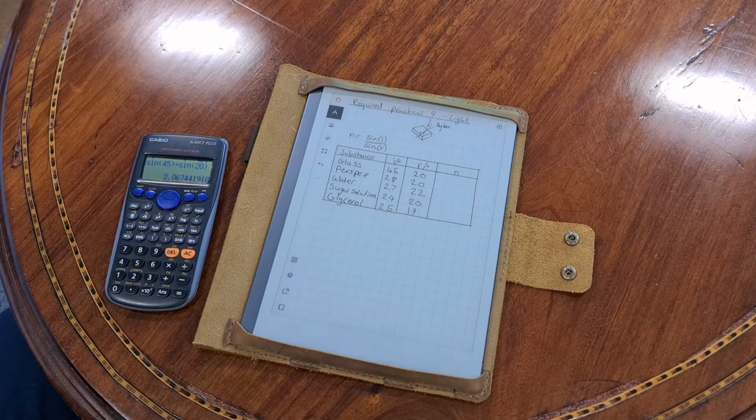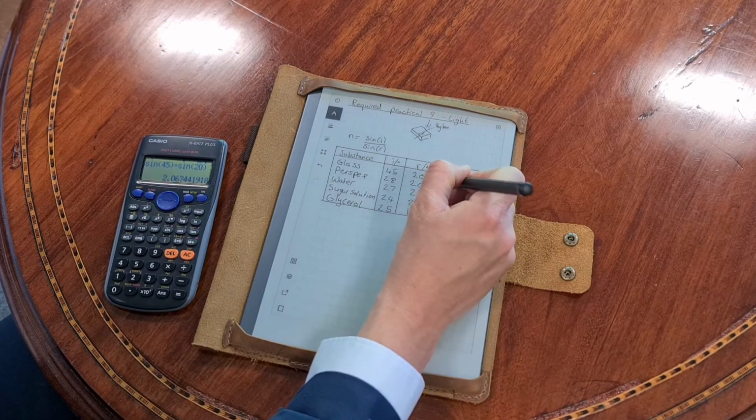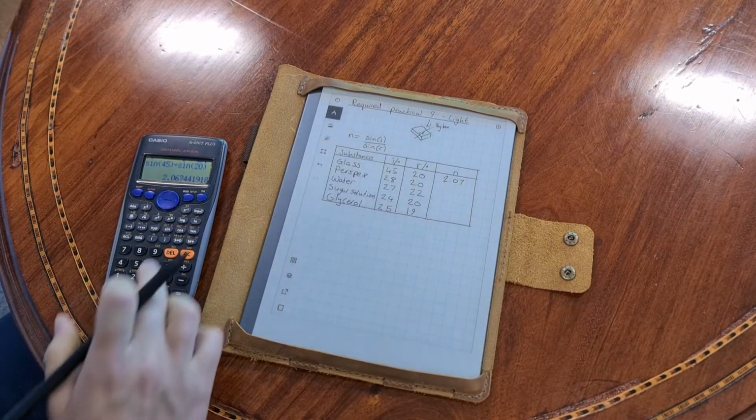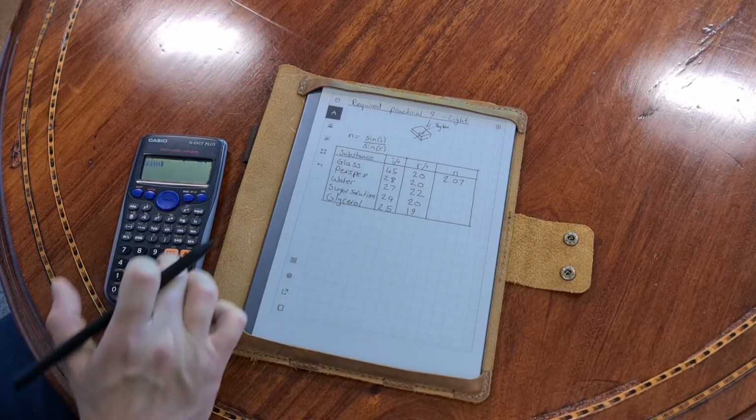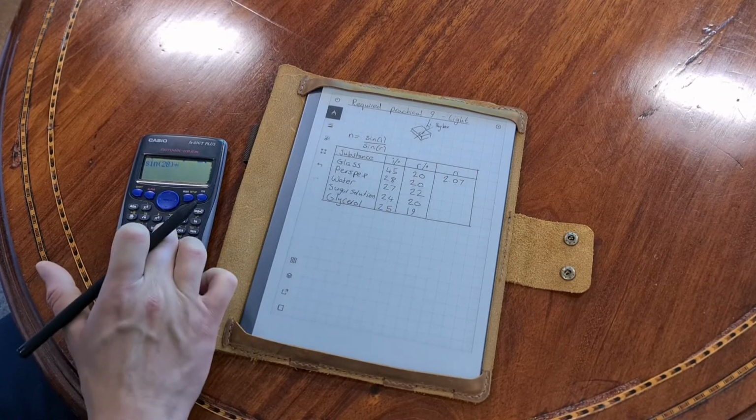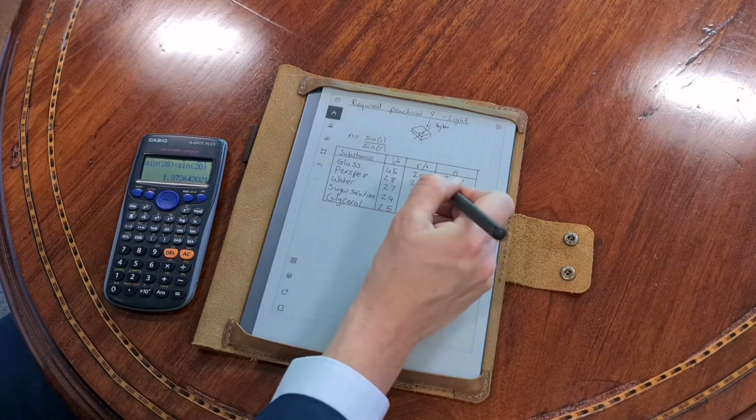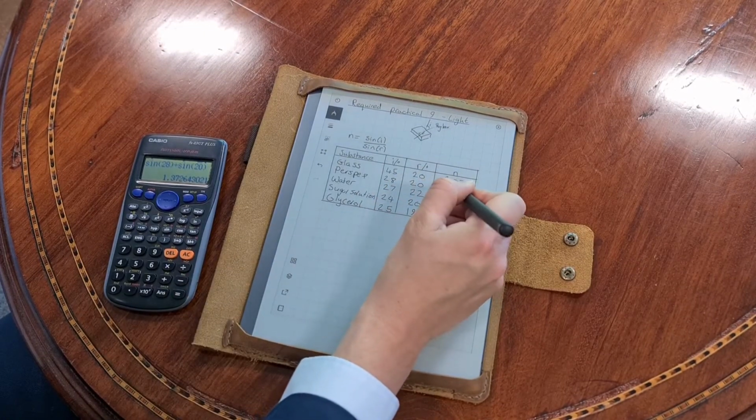So instead we want to do sine of 45, close bracket, divided by sine of 20, close bracket. Refractive index of 2. You always expect the refractive index to be no smaller than 1 but no greater than about 3. So here our refractive index is 2.07. We'll do the next one. Sine of 28, close bracket, divided by sine of 20, is 1.37.